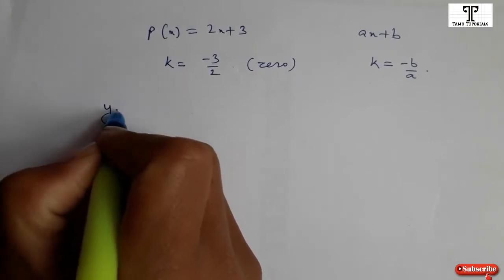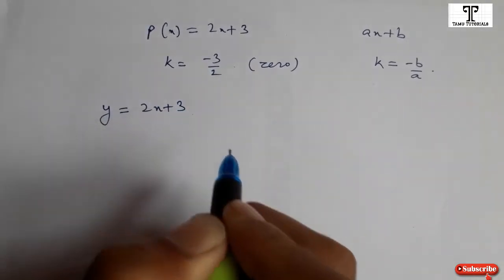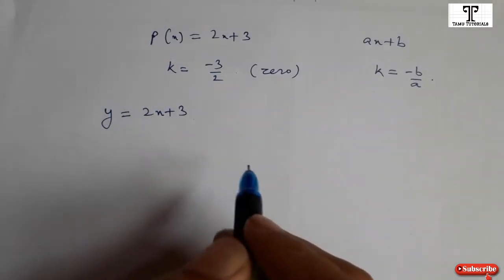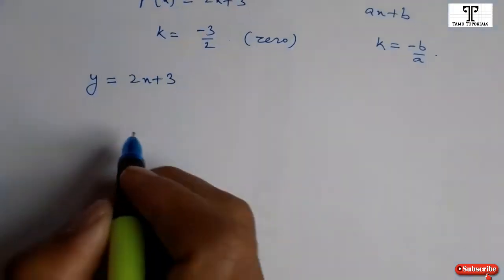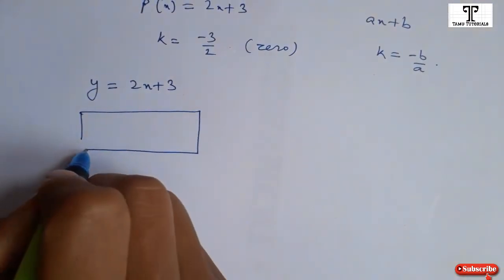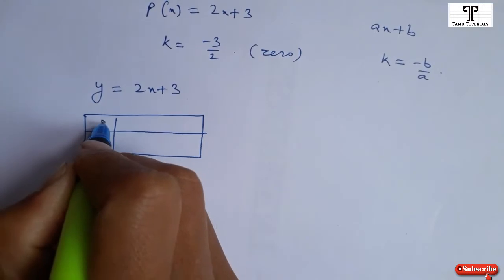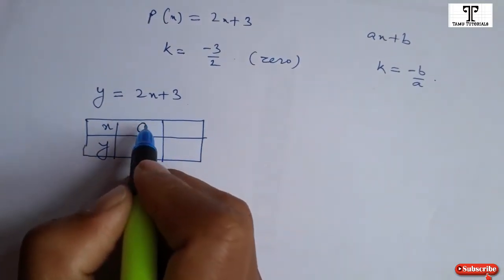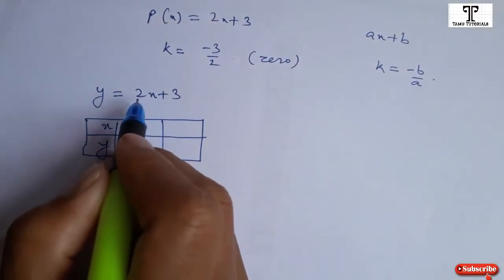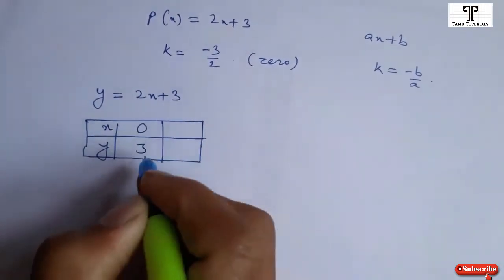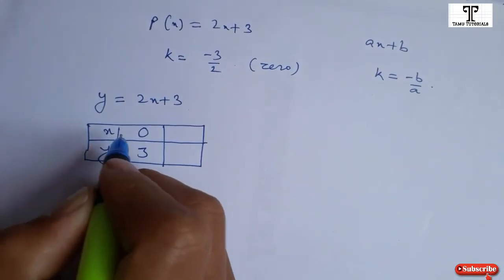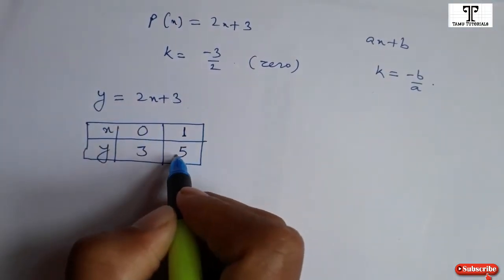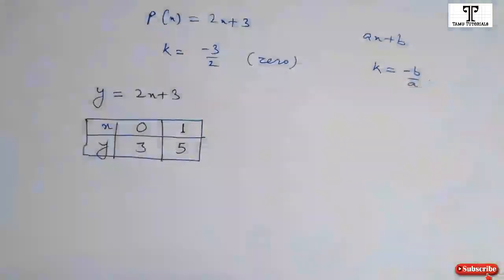Let us represent this polynomial by y is equal to 2x plus 3. So I have taken one more variable to draw its graph in a two-dimensional plane. So let us make a solution box here, x and y. When the value of x is 0, then y is equal to 2 into 0 is 0 plus 3, so y is 3. When the value of x is 1, 2 into 1 is 2 plus 3 is 5, so the value of y is 5.